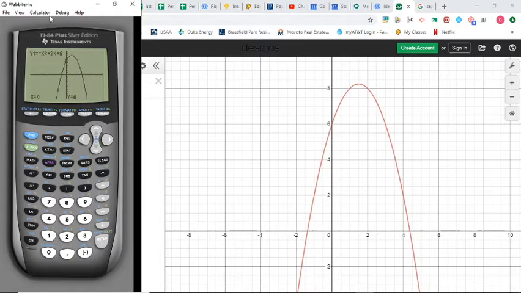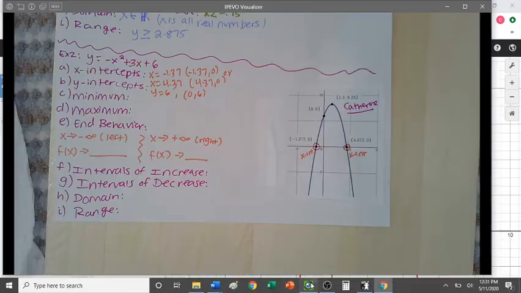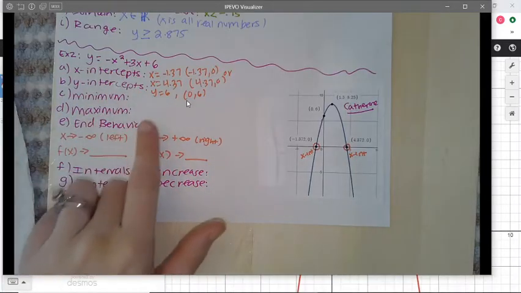Okay, and then again on Desmos, it's really easy. You just simply click. I know my y-intercept, I know my zeros. Look at that. So it's at the point 0, 6. So there we go. Our y-intercept is at the point 0, 6.